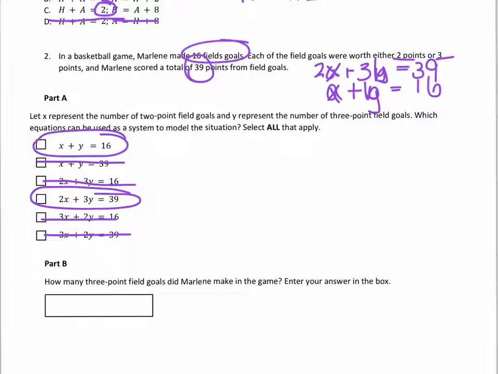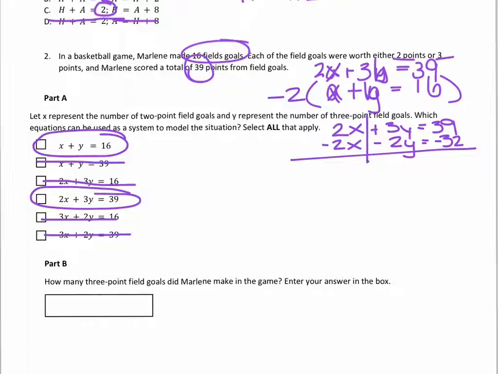Now, let's go ahead and figure out how many 3-point field goals. If we want to know the 3-point, let's get rid of the X's. If I multiply the whole bottom row by -2, that'll eliminate my X's. So let's rewrite it so we can see. I have 2X plus 3Y equals 39. Don't forget, we're going to multiply this whole bottom row by -2 so that my X's will cancel: -2X minus 2Y equals -32.